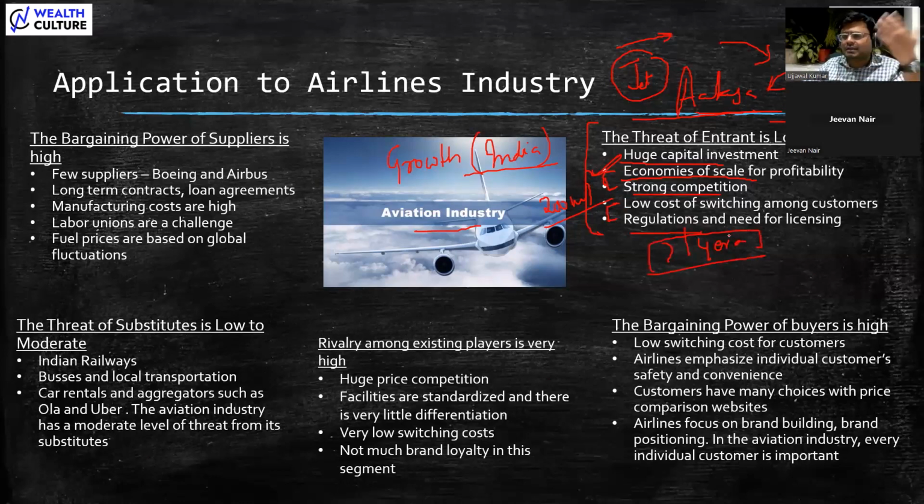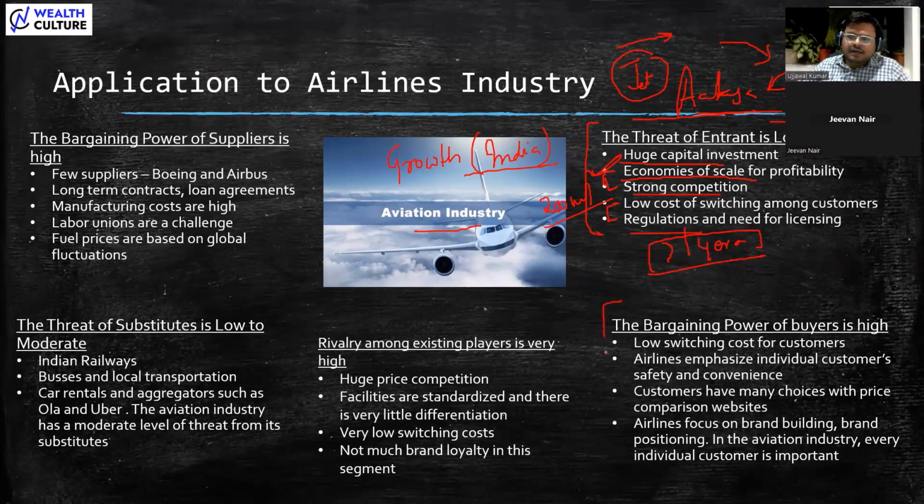Just the paperwork and the processes that you have to go through. So the threat of entrants is really low in the aviation industry, but we are still seeing new players coming in, right? That's because the opportunity size is so big. We are still in the growth phase of the business. We have not entered the maturity phase. So in the growth phase, you will see new players coming in.